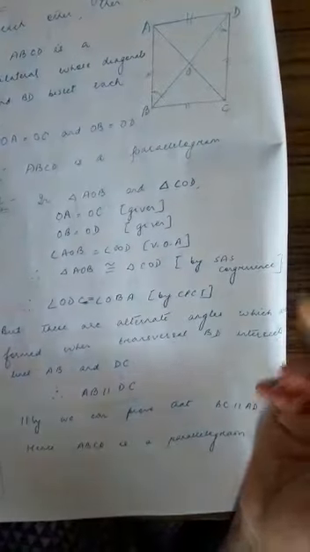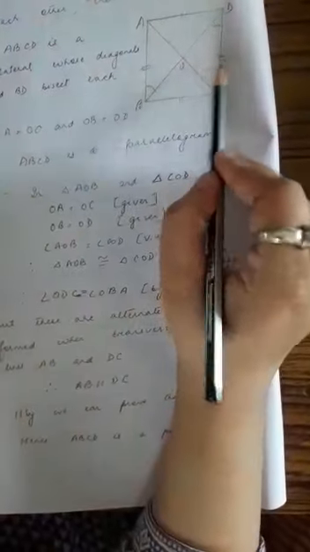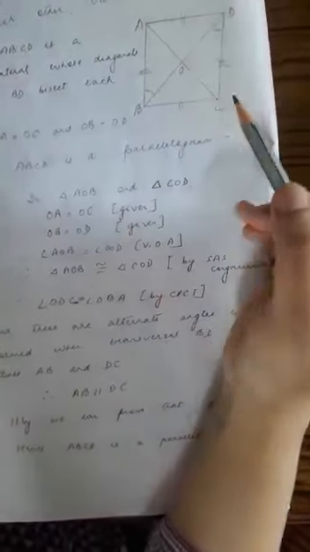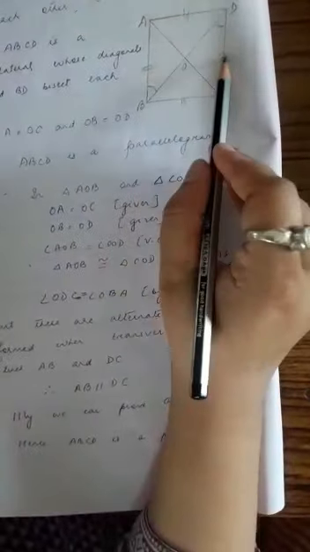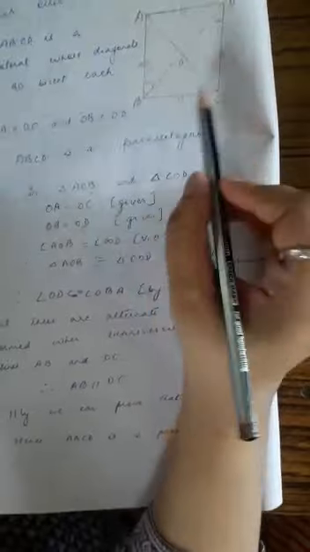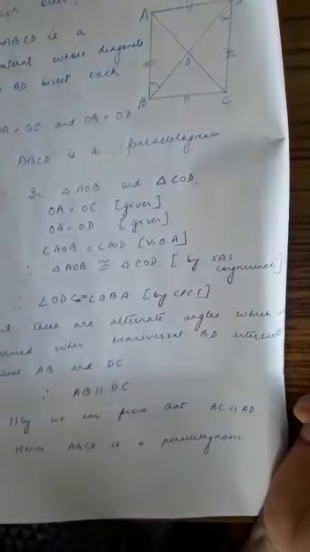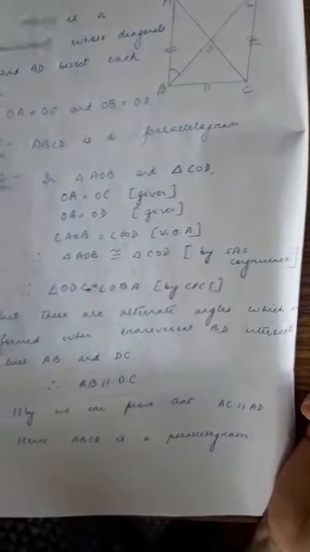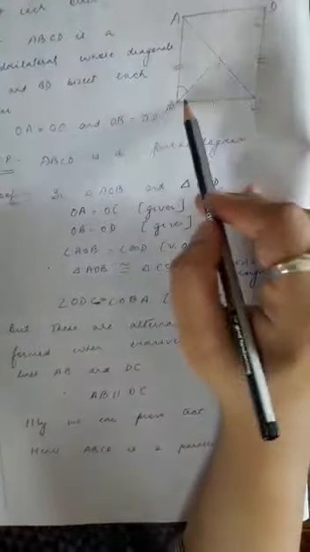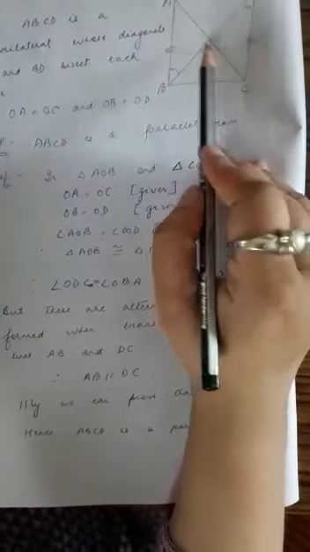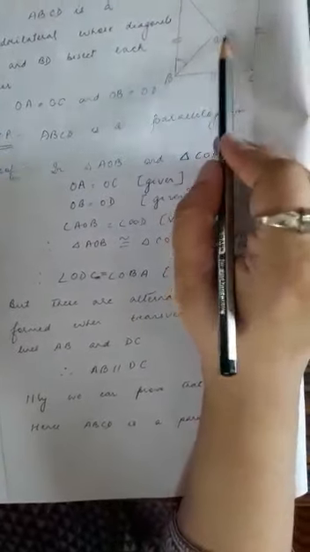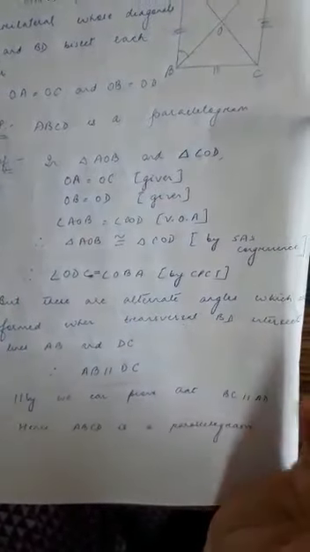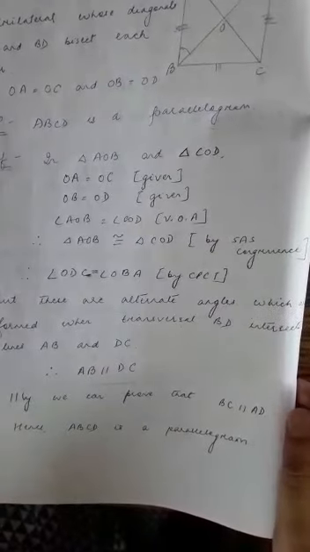Similarly, we can also prove that BC is equal to AD. Since AB is equal to CD and BC is equal to AD, and these are parallel, AB is parallel to CD and BC is parallel to AD. Thus we can say that this is a parallelogram. Therefore, in this theorem, what we come to know is that if the diagonals of a quadrilateral, AC and BD, bisect each other, that is OA is equal to OC and OB is equal to OD, then we can say that this is a parallelogram. Right? The converse of theorem number 6.